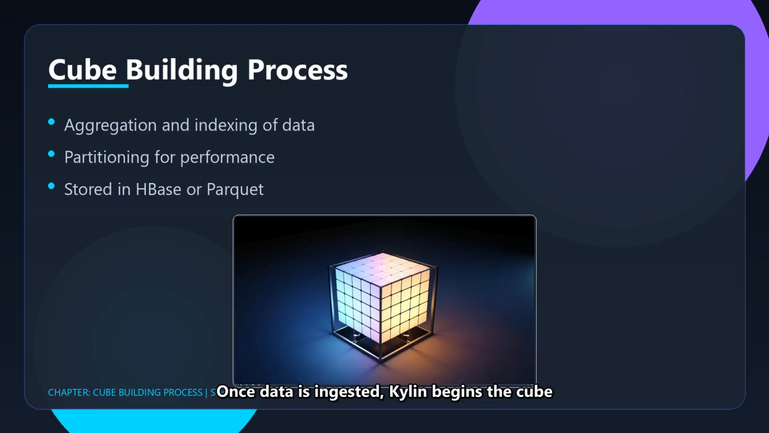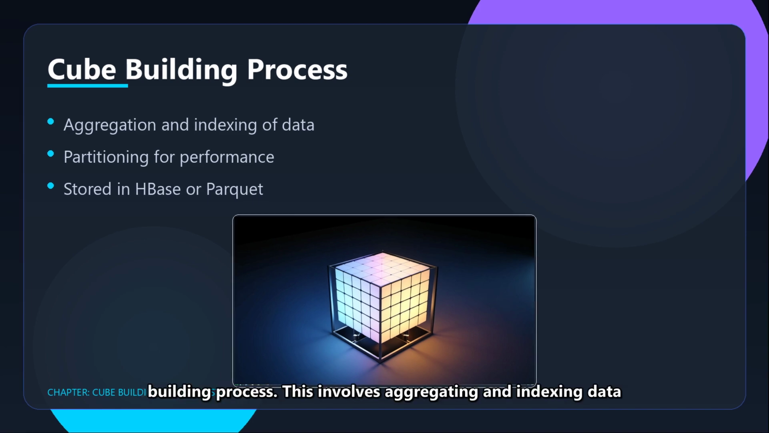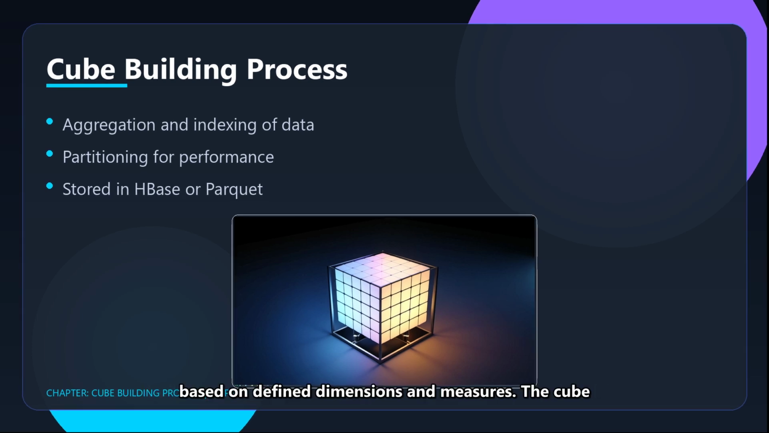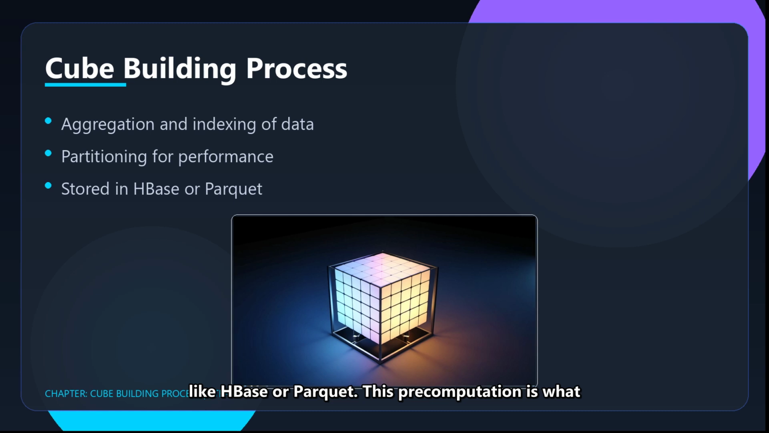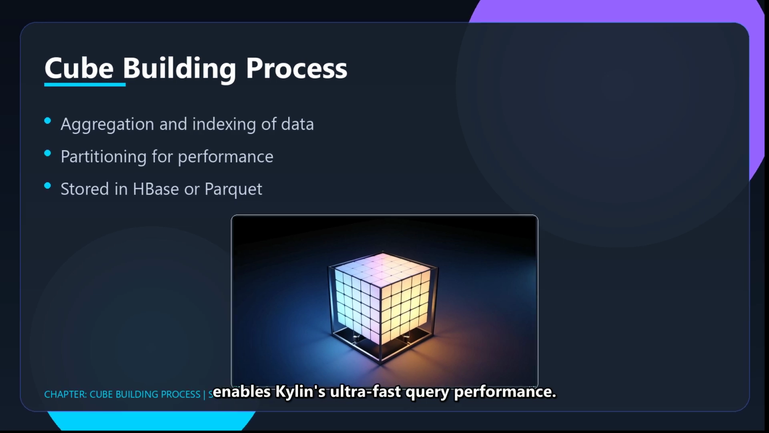Once data is ingested, Kylin begins the cube building process. This involves aggregating and indexing data based on defined dimensions and measures. The cube is partitioned for performance and stored in systems like HBase or Parquet. This precomputation is what enables Kylin's ultra-fast query performance.